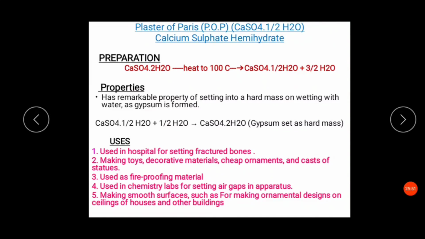Used as fire-proofing material. It is used in chemistry lab for setting air gaps in apparatus, making smooth surfaces, such as for making ornament designs on the ceilings of houses and other buildings. So this is the use of plaster of Paris. So here all the substances, all the chemical compounds, are covered, and I have explained it in a very simple manner, and along with the preparation, properties and uses, everything is covered.